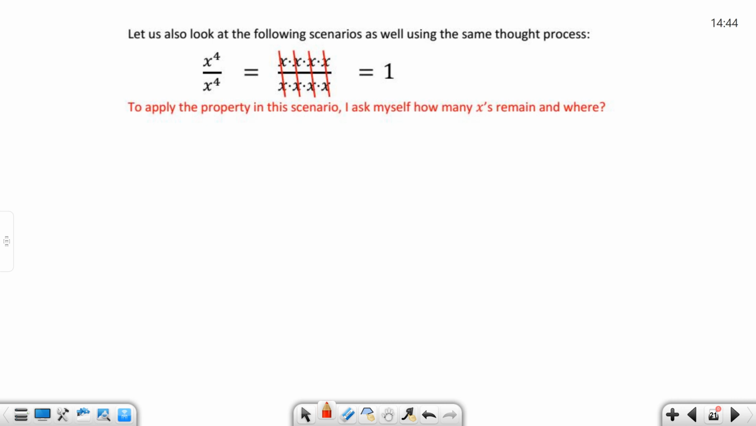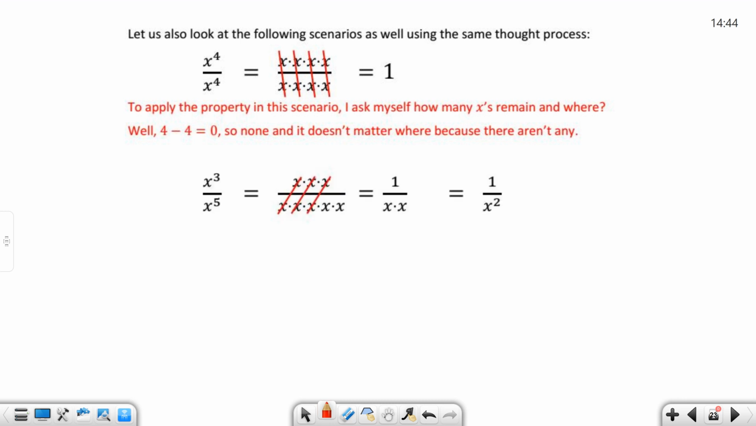So to apply the property in this scenario, I ask myself, how many x's remain and where? Well, 4 minus 4 is 0, so guess what? There's no x's left. That's where I get the 1 from. And look, it doesn't matter where because there aren't any. I still ask myself the same questions. How many x's are left and where? 4 minus 4 is 0? None. None are left.